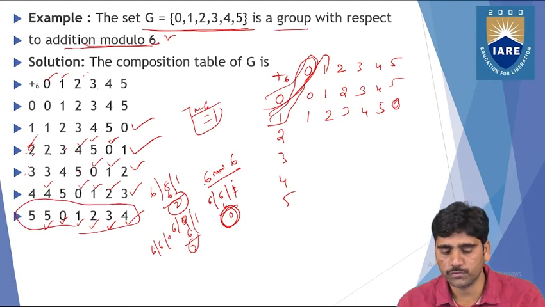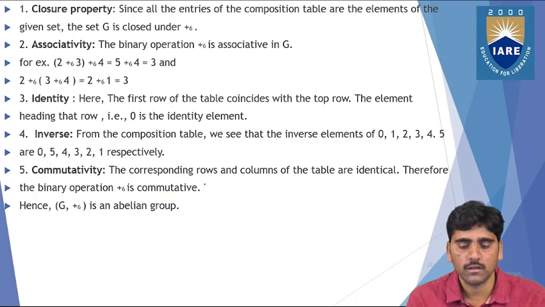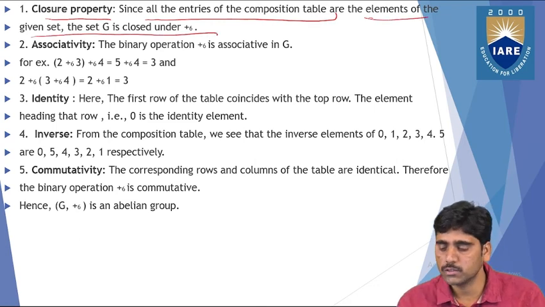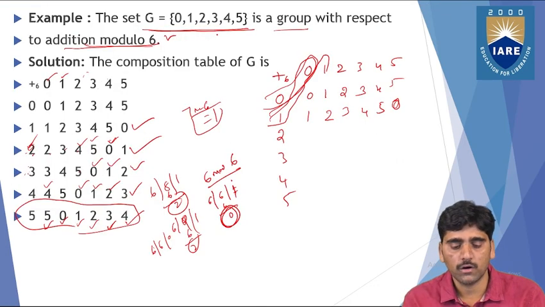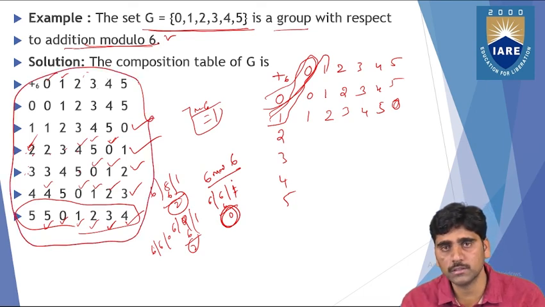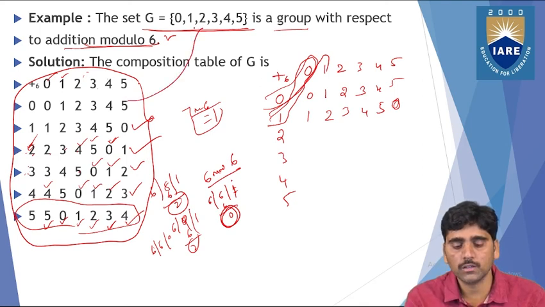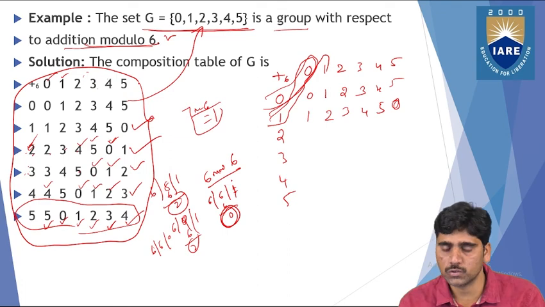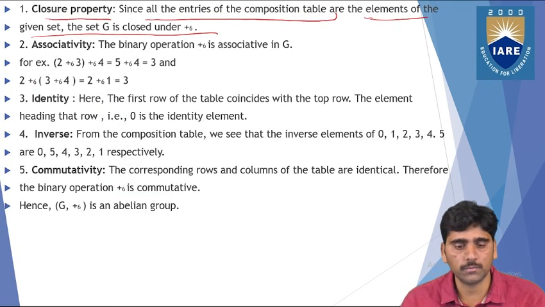So from this slide you can see the closure property, since all the entries of the composition table are elements of the given set. Here you can see all the elements you get in the composition table belong to this group, so you can say that it satisfies the closure property.